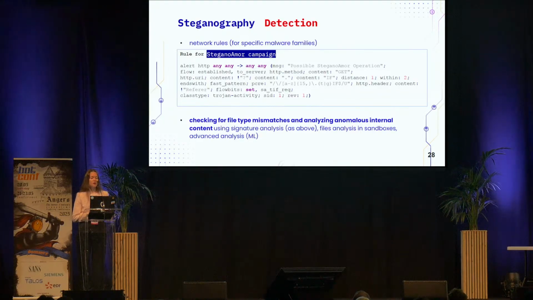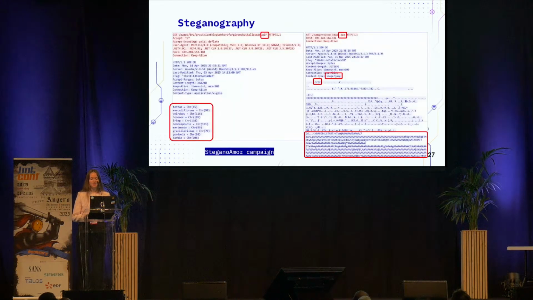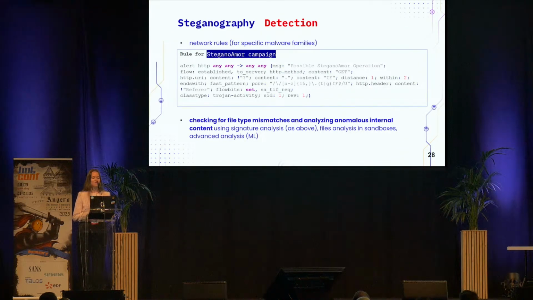So I think the good choice here is checking for file type mismatches and analyzing anomalous internal content using some signature analysis as above, file analysis in sandboxes, and advanced ML analysis. So if we send, for example, our GIF file from here with the base64 start, it depends on the sandbox, but there are some sandboxes which can detect it and show that it's not okay.